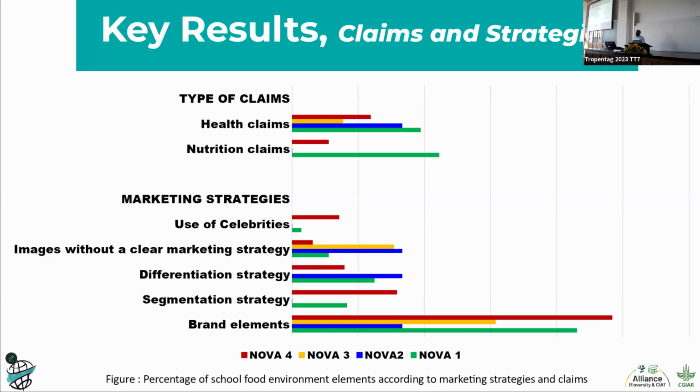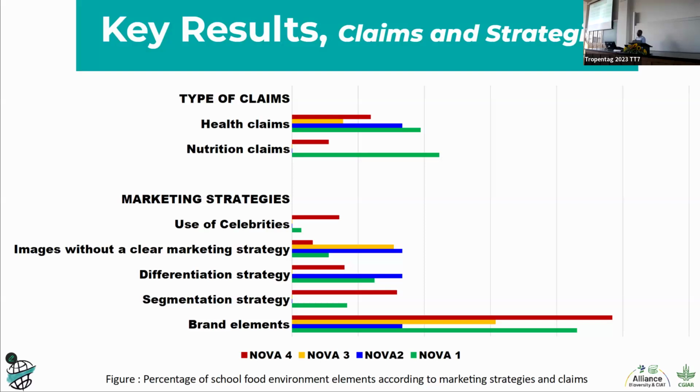We analyzed also the claims, and we observed that we have a good diversity of strategies and claims used within the school food environment, nutrition claims, health claims. We tried to go further and make some statistical analysis, and we found that the claim used and the strategy used were irrespective of the food group. For example, consider just the nutrition claim. They use the nutrition claim even for ultra-processed food: it's nutritious, it contains iron, it contains vitamins. It's really confusing for school children.